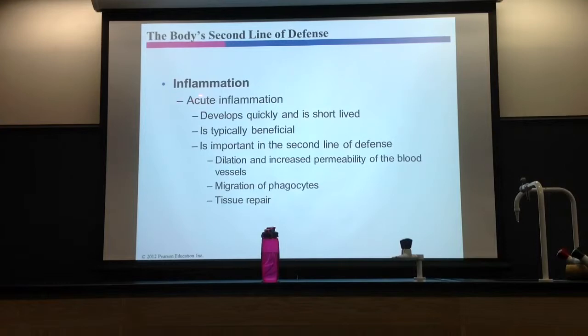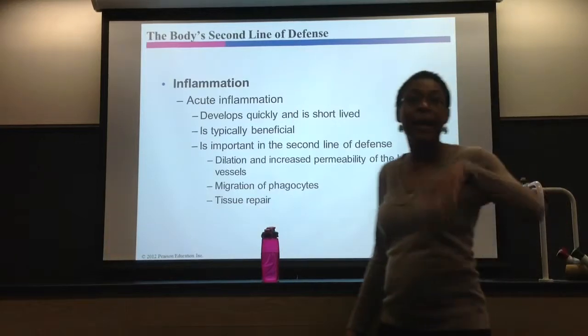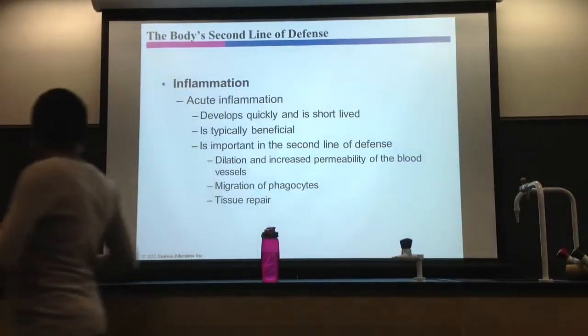Okay. So we deal with acute, right? Acute means what? Develops quickly, short-lived. It's typically beneficial for two reasons. A, it's real quick, short and sweet, but it helps to take care of what's causing the actual inflammation, right? If there's some staph in that area, it helps to deal with that staph in that area.